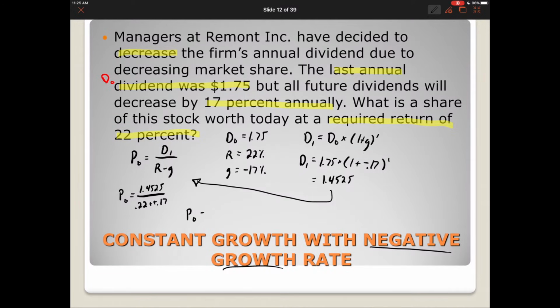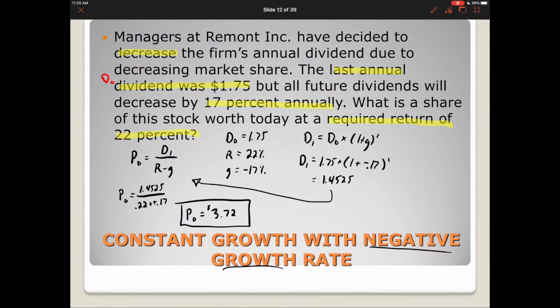And our current price, P sub 0, then would be equal to $3.72. So once again, that is a constant growth assumption where we are assuming a constant growth in our future dividends. In this case, the constant growth just happened to be negative.